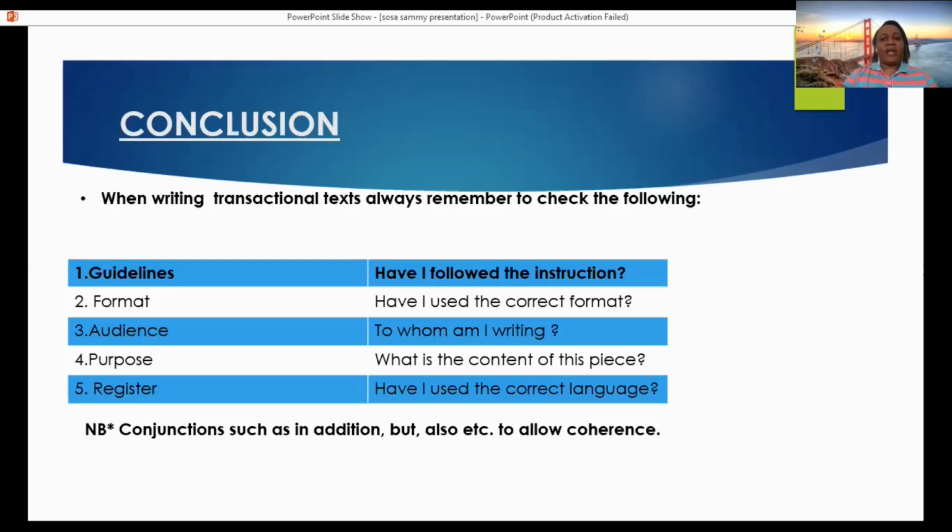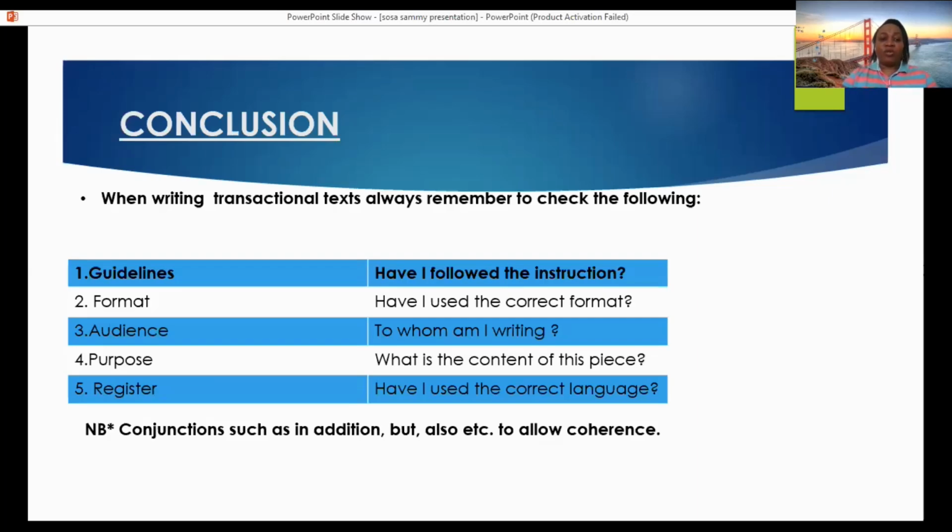Then the purpose. What is the content of this piece of writing? What should I include? You are writing a diary entry, say, for instance, about your December holidays. You cannot write a diary entry about your fears of failing an exam. That will be out of order because you have not been given such an instruction. And the register. You will check, have I used the correct language according to my audience and my content? Then you use the appropriate register. But bearing in mind, slang is a no-go area.